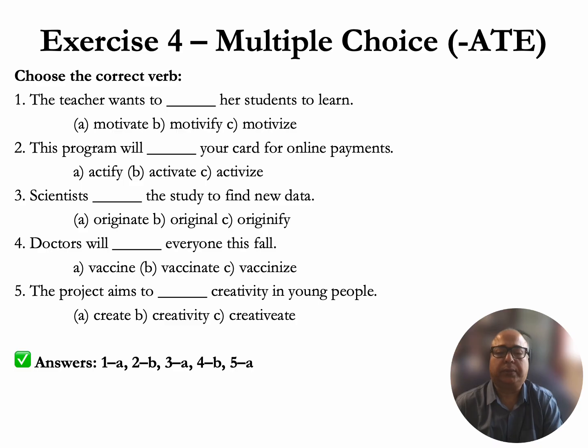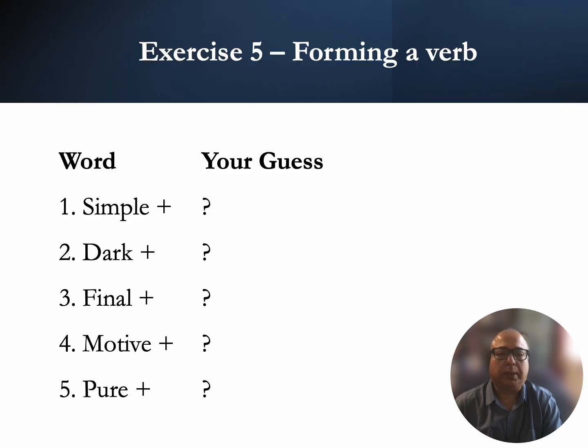Okay, these are the answers. And I think you did really well because we've done 3 exercises before. By now, you should have gotten a very good sense of how to use verb suffixes. So 1 is A, the teacher wants to motivate. 2 is B. 3 is A. 4 is B. And 5 is A. Good.